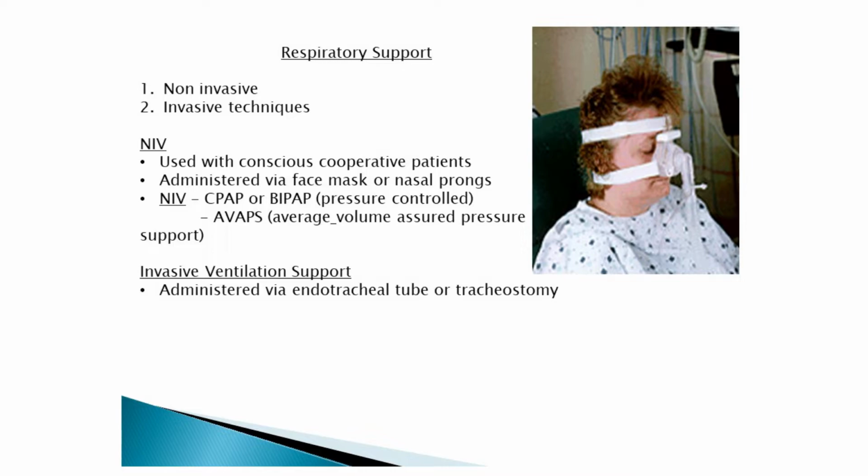There's also AVAPS in the community, which is average volume assured pressure support, and these ventilators are set to deliver specific tidal volumes. And the machine delivers these tidal volumes at whatever pressures are needed to reach that volume. So the pressures would be different with each breath. There are a few patients in the community who are on invasive ventilation support, and this would either be administered via an endotracheal tube or a tracheostomy.